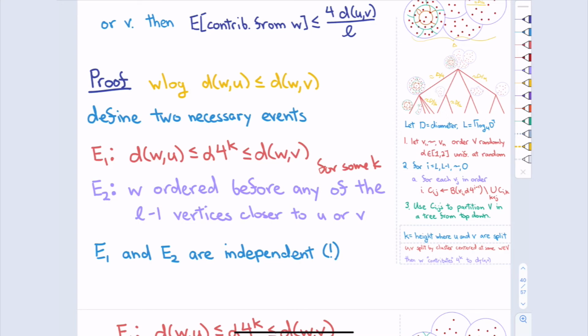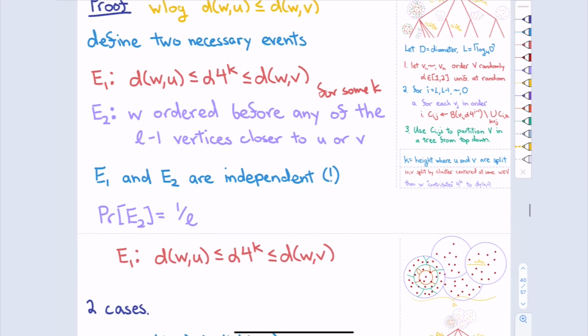All right, so we have two events. The first event is a little harder to analyze. That'll be most of our work. The second event is relatively easy. What's the probability of event 2 happening? 1 over L. Okay. That's all we're going to say about event 2. Tough part is event 1.